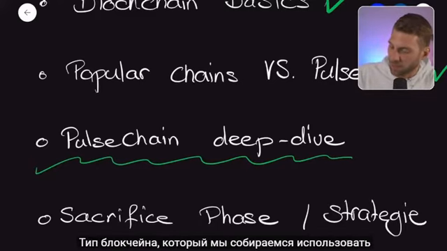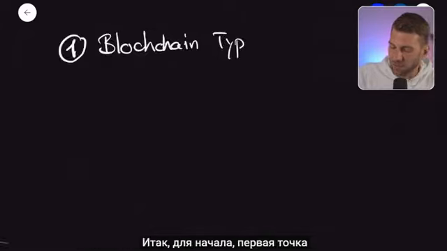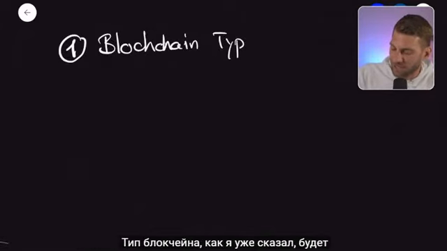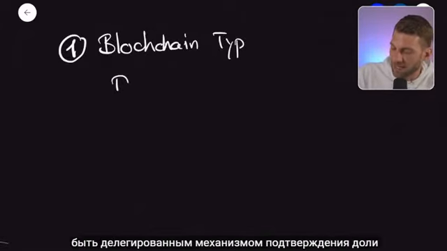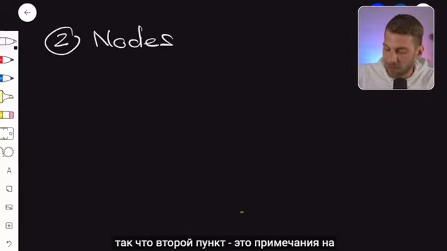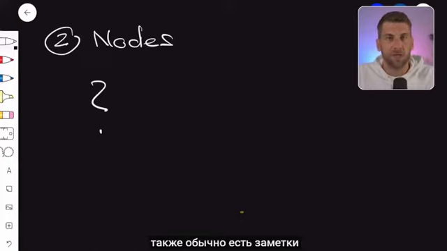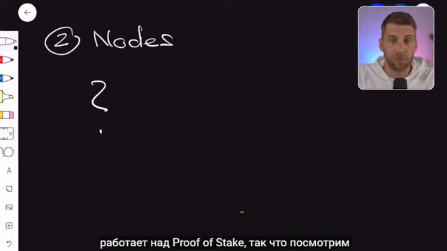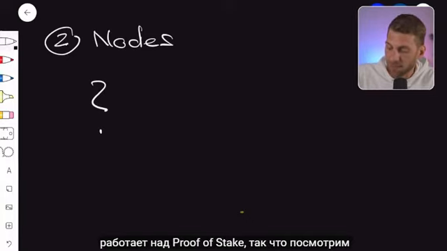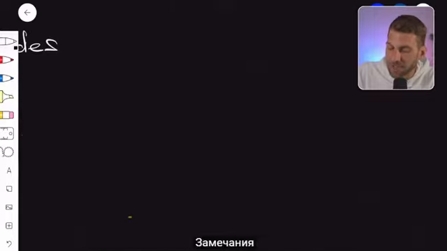We saw already what kind of blockchain type we're gonna use. So for the start, the first point, the blockchain type, as already said, it will be a delegated proof of stake mechanism. So the second point are the nodes. About the nodes, we don't know anything for the moment, so a big question mark. Normally there are some nodes also participating in a blockchain which is running on proof of stake, so we will see maybe some more information about the nodes in the future.